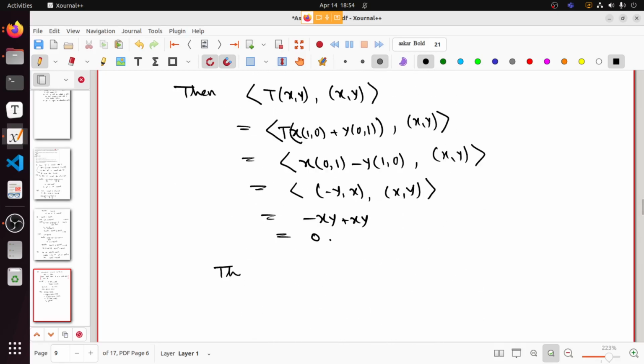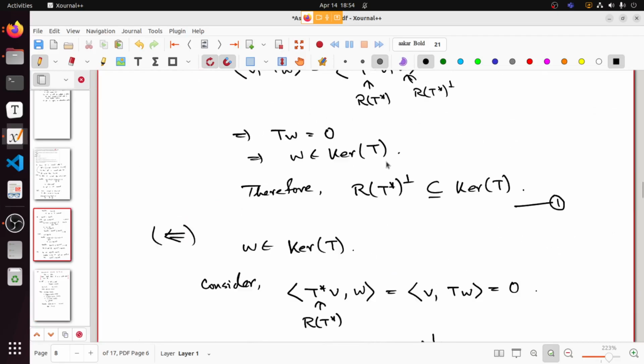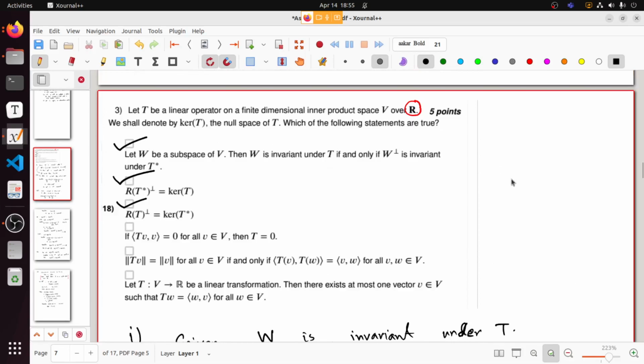So therefore T of v comma v is 0 for all v in V, but here the T is a non-zero linear transformation, right. So therefore the option number 4 is false. Now let's move to the option number 5.